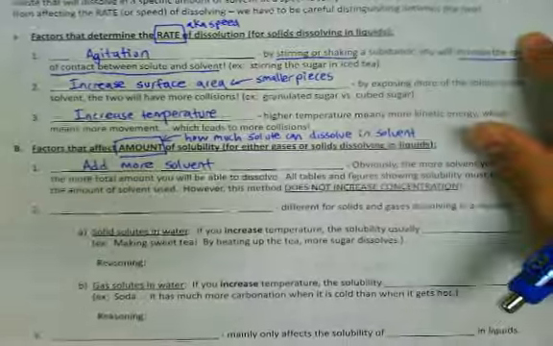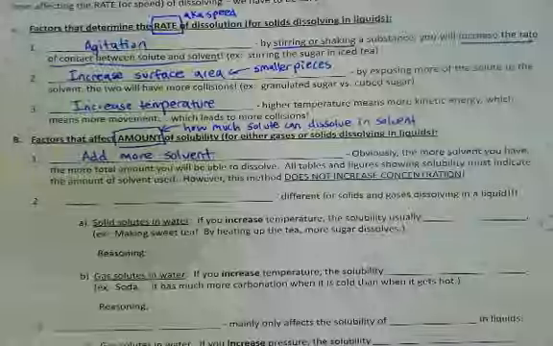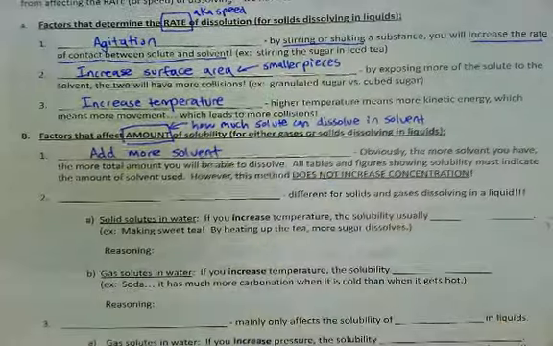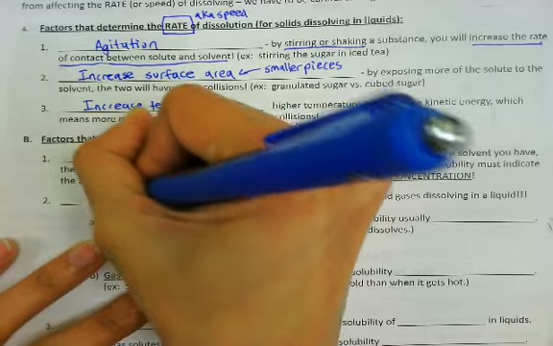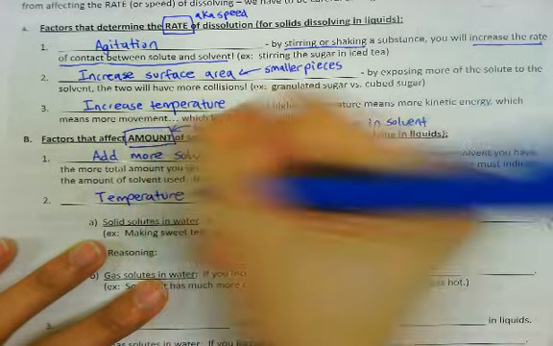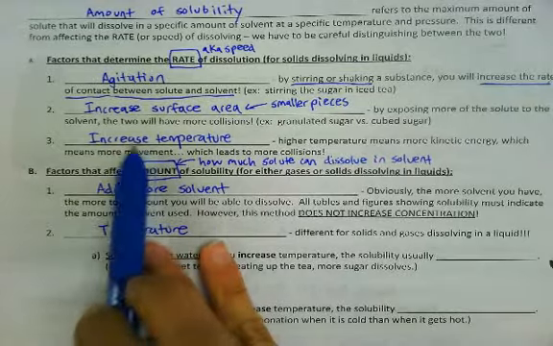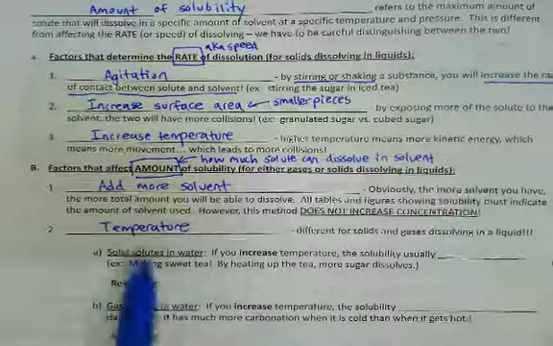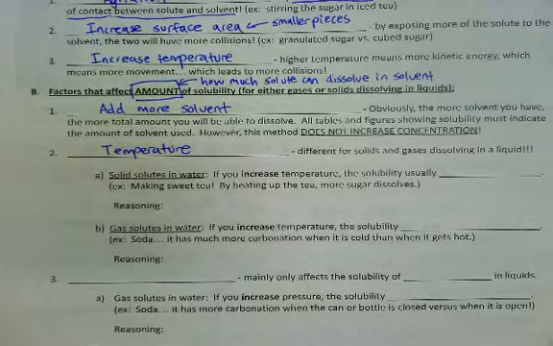Okay? Unless you continue to add more solute, then you can keep that concentration constant. But this is not a method by which we can increase concentration. The way that we can increase concentration is by altering the temperature. So temperature is both something we can alter to influence the speed at which something dissolves, as well as the amount of solute that we can shove into some amount of solvent.